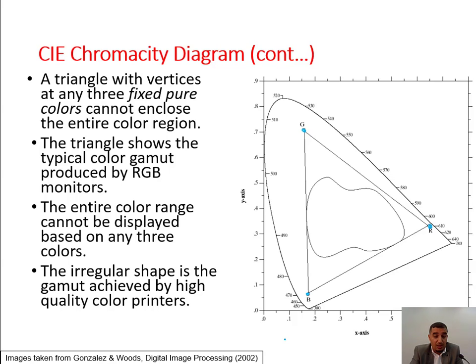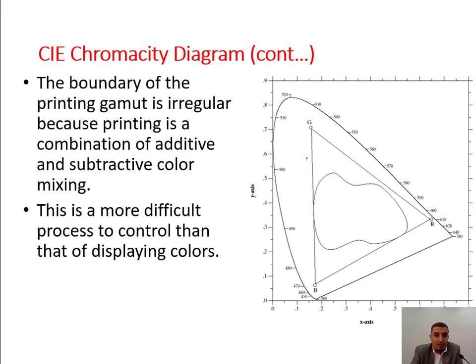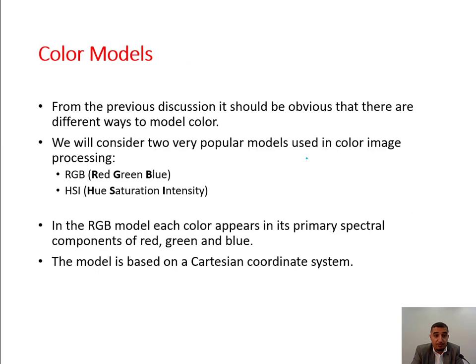The irregular shape is the gamut achieved by high quality color printers. So this is what you get from high quality printers, and this is what you get from a very good monitor. If you want to go to these outer levels, then you need to pay more money and get better devices. The boundary of the printing gamut is irregular because printing is a combination of additive and subtractive color mixing. This is a more difficult process to control than displaying colors on monitors.